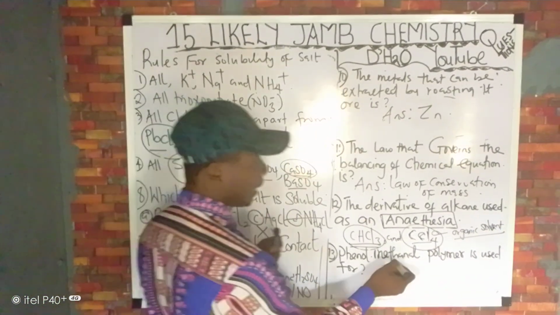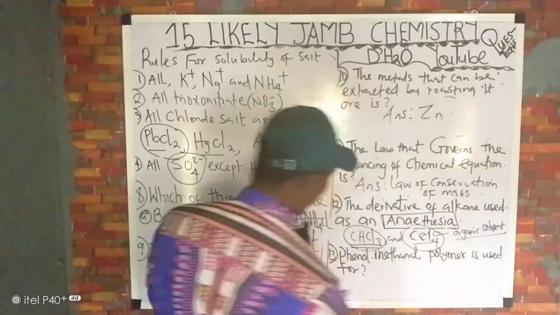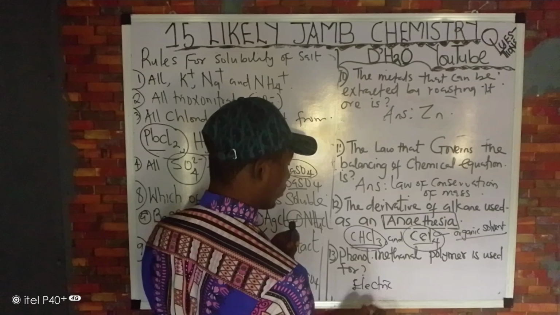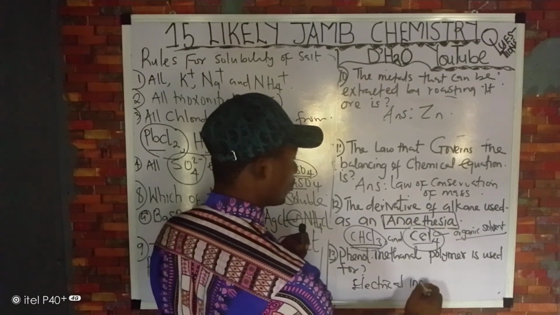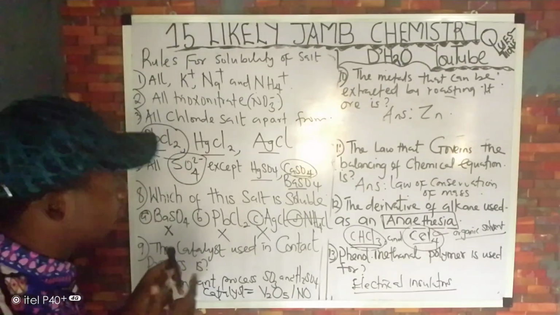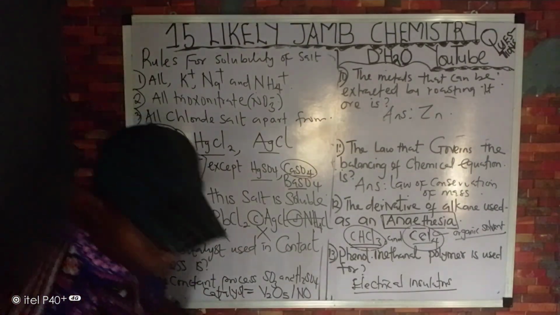Now, phenol methanal polymer is used for what? Is used to make what? Electrical insulators. Please take note of that. Electrical insulators. That is the answer to this question. So we are left with just two questions. Let's quickly do the two questions.